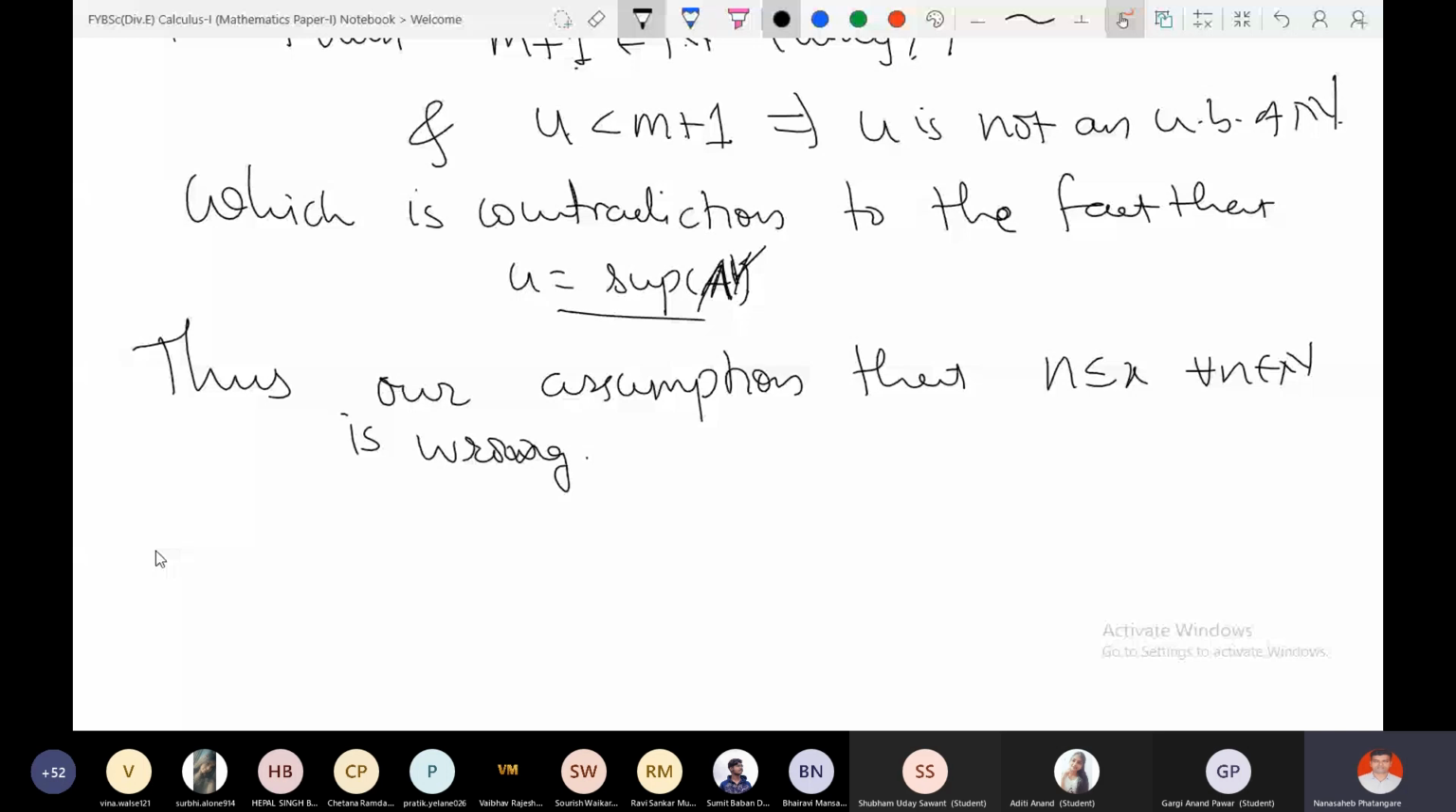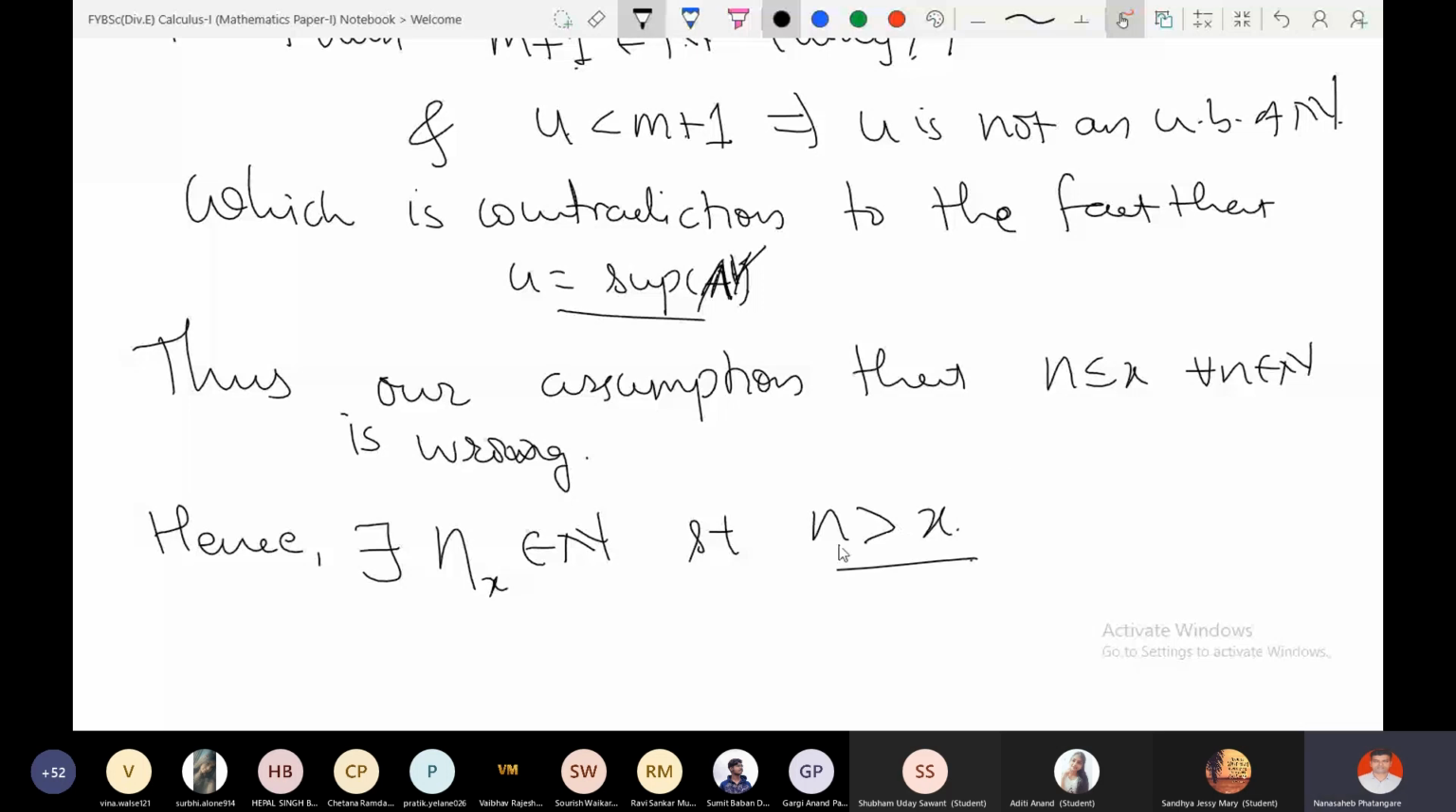Hence, this is wrong. This is wrong means all natural numbers are less than or equal to x is wrong, means what? Logically, all mangoes in a box are sweet is wrong means what? There is at least one. There exists at least one n depending on x such that n is greater than x. There is at least one mango for which the statement fails. So that means there is at least one natural number which is greater than x.